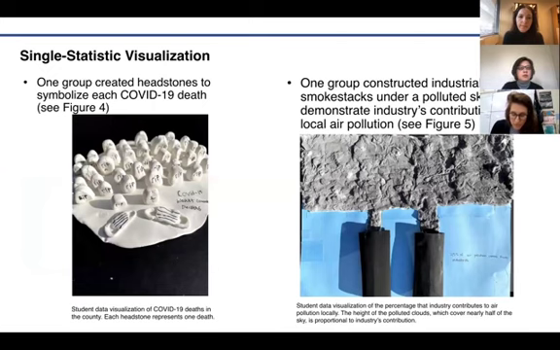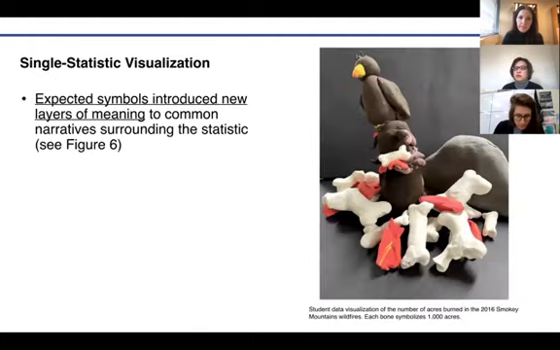As stated, all groups used imagery to provide context, picking symbols commonly associated with their topics. In the figure on the left, one group created one headstone to symbolize each COVID-19 death. On the right, this image shows how one group constructed industrial smokestacks under a polluted sky to demonstrate industry's contribution to local air pollution. In this way, their visualizations brought statistics to life so that they become more tangible and thus more meaningful and impactful.